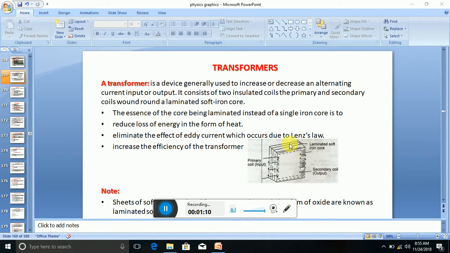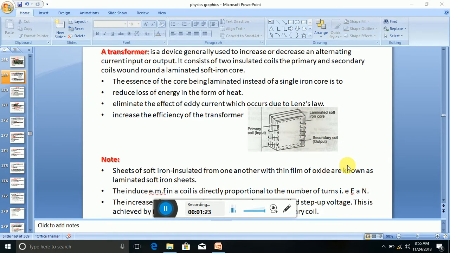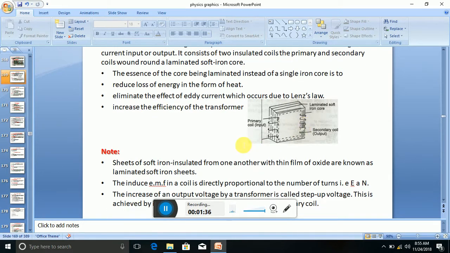So this place is the laminated soft core. This is the primary input coil and this is the secondary output coil. Note, so this is a transformer. You supply the input, which is small, and you increase it at the output, or you supply the input which is big and you decrease it at the output. What is going in and coming out is alternating current, AC. So you use a transformer to either decrease or increase your current.